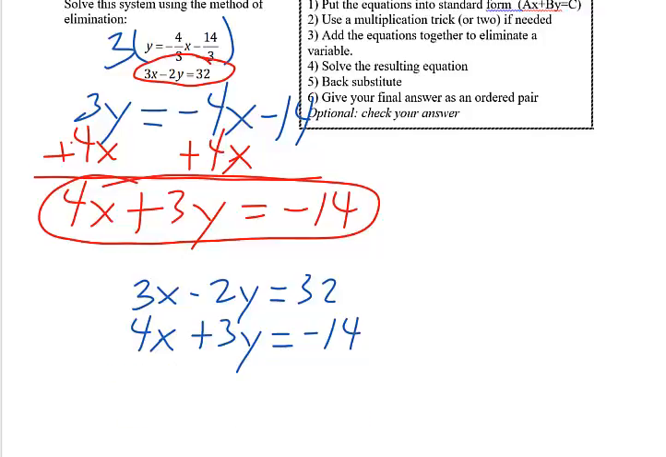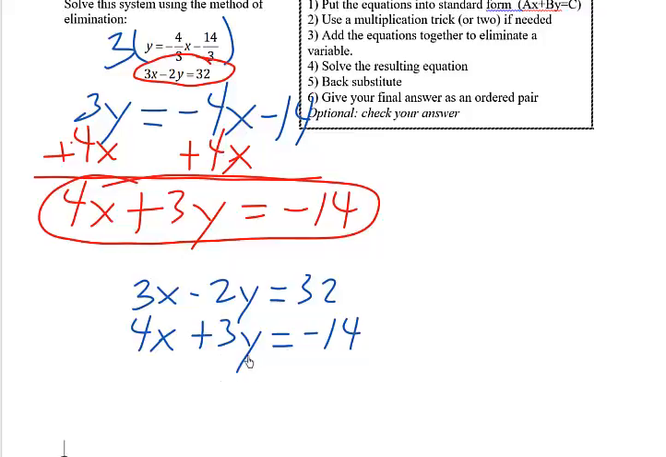Well, this is where step 2 comes in. Step 2 talks about using a multiplication trick. Here's the idea. If you take a look at the two equations that we have, right now, if I added the equations together, I'd still have both variables. Well, let's think about what I would need to change so that one of the variables would drop out. You can either change the x's or you can change the y's.